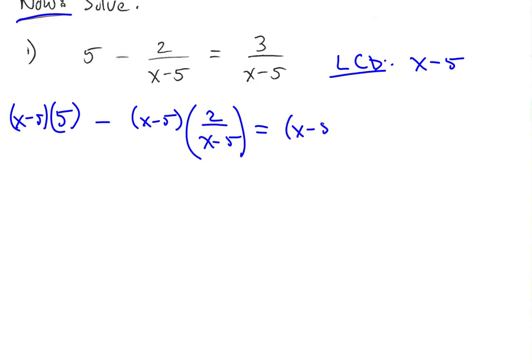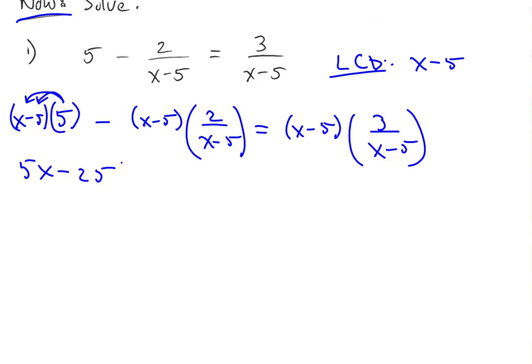We're multiplying the LCD of x minus 5 times the original term of 3 over x minus 5. And at this point, we do what we did in the previous problem, which is multiply through to simplify. So on the left first term, we would distribute this 5 into both of those terms of the LCD to get 5x minus 25.